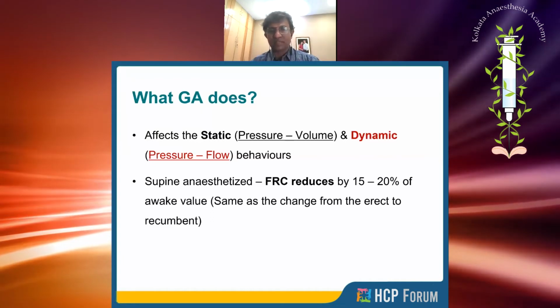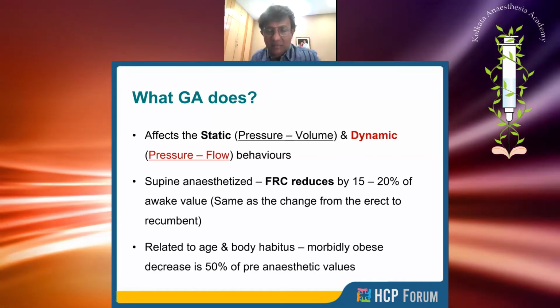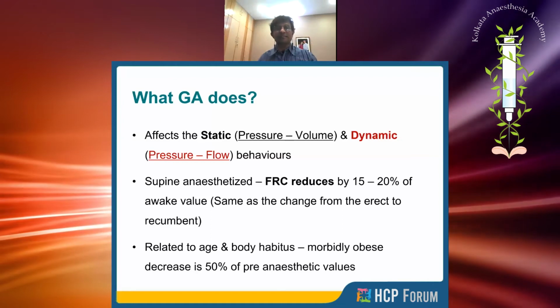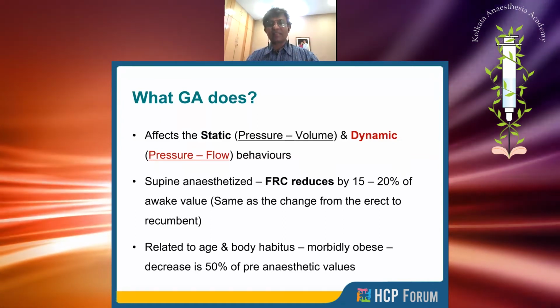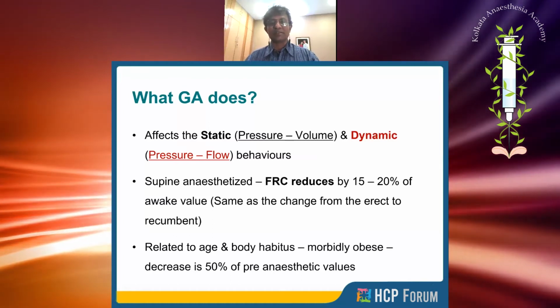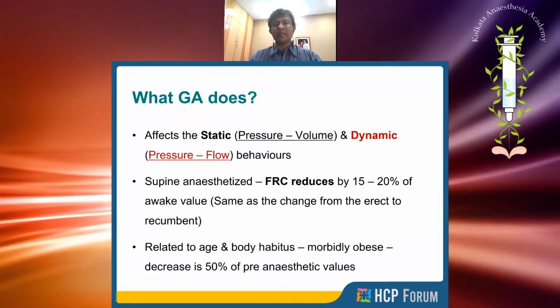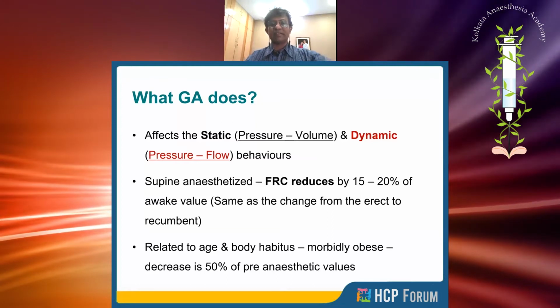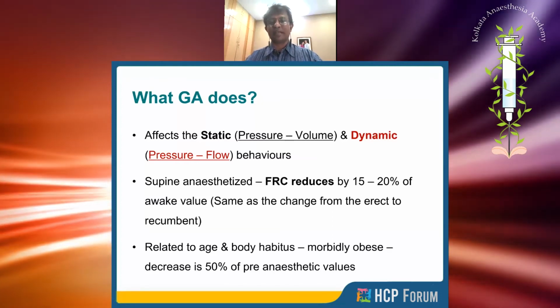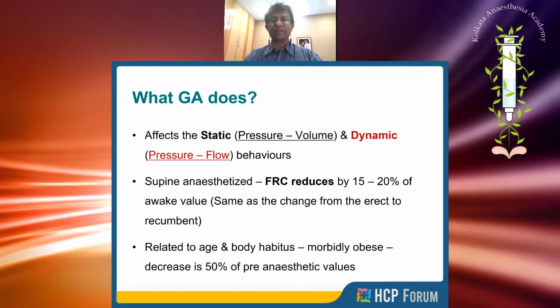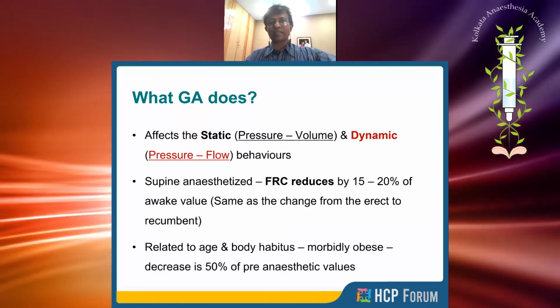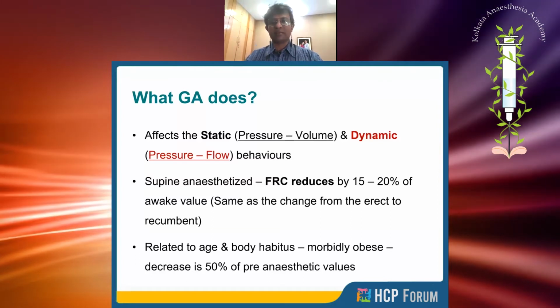So this is one of the things that general anesthesia does to the FRC, and especially to somebody obese, because this is related to age and body habitus. Especially in the morbidly obese, this decrease can be up to 50% of the pre-anesthetic values. And so this becomes a real bothersome thing. So what general anesthesia does to the physiology of breathing, this is one of them.